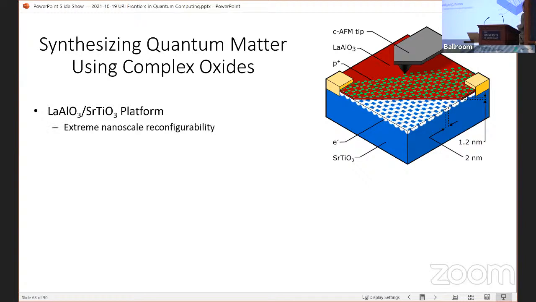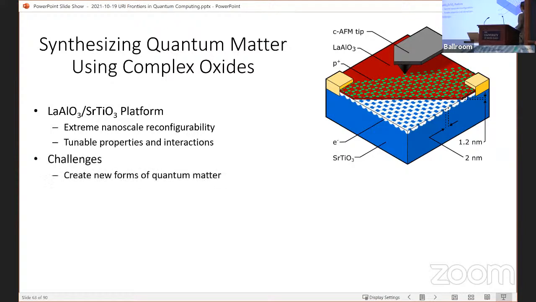But we see this as a platform with the extreme nanoscale reconfigurability and the tunable properties and interactions as being a very promising approach. The challenge is, of course, we would like to create new forms of quantum matter, not just discover them. We would like to understand the long-standing questions, let's say, even in this material. If we can understand why this material becomes a superconductor with so few electrons, we may be able to port that mechanism over to other materials and create really high temperature superconductors.